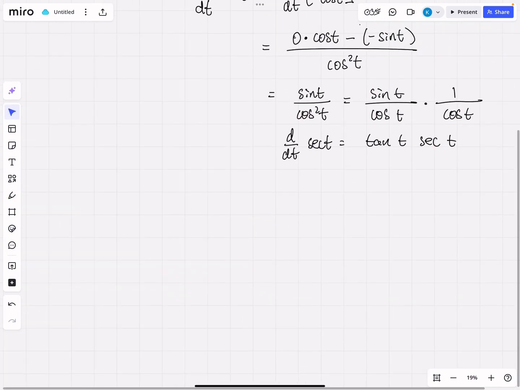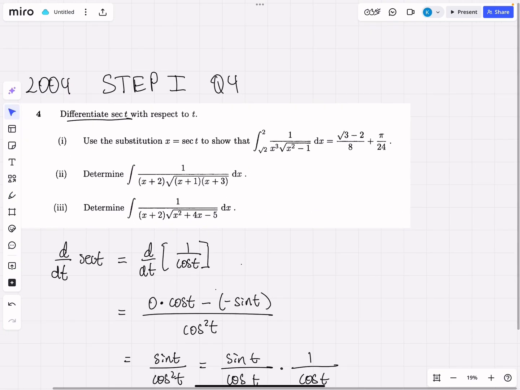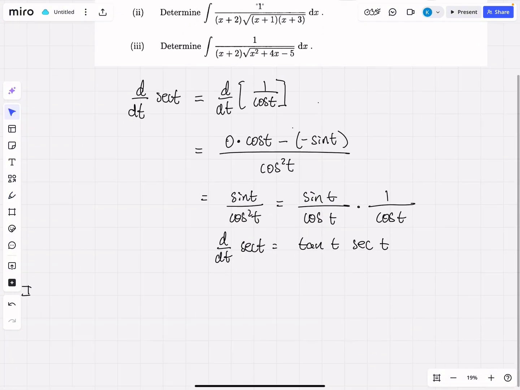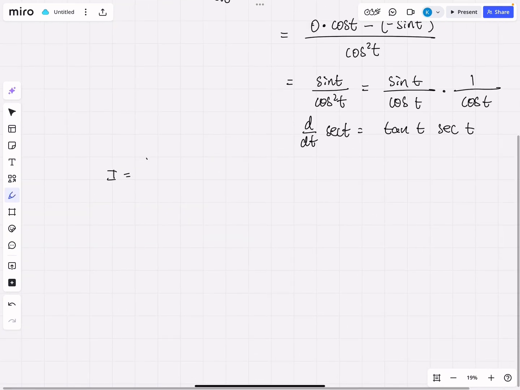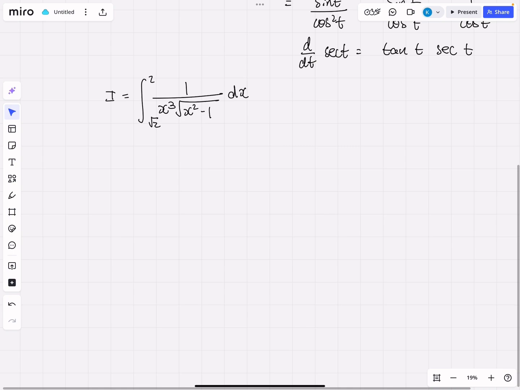Now we're going to use that to solve our integrals. So it says, use the substitution x equals sec t to show that result here. So that's exactly what we're going to do. So we have I equals the integral from the square root of 2 to 2 of 1 over x cubed times the square root of x squared minus 1, dx. So let's think about our bounds. So x equals sec t is our substitution. So we know that dx is equal to sec t tan t dt.